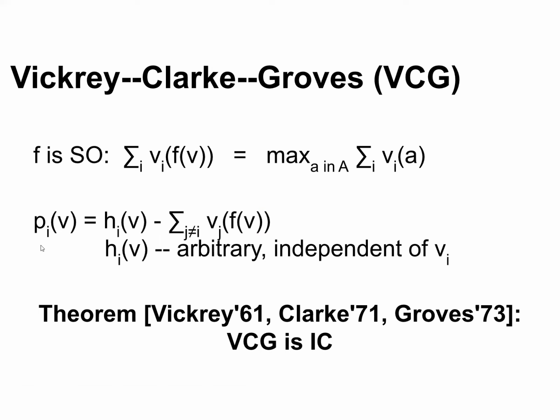So the payment of every user consists of this kind of fixed part, the entry fee, minus the total happiness of all the other users. And surprise, surprise, it makes the mechanism truthful.